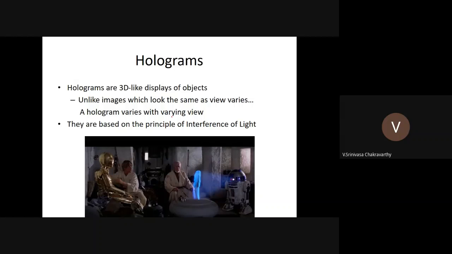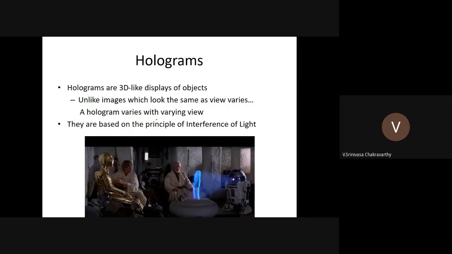Because holograms are like a 3D display of objects. Normally, when you look at a picture, you can see it clearly only if you see it straight on from the front. If you move to a side, it will look compressed, and if you move completely to one side, the picture disappears. Whereas if it is a 3D object, when you move to a side, you will see the object, but from a different aspect, from a different angle. That is the kind of impression that you get when you look at a hologram, which is like a 3D display of an object.